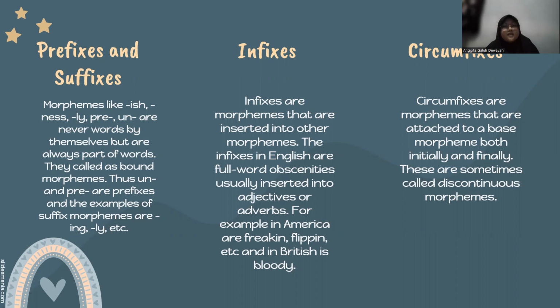The second one is infixes. Infixes are morphemes that are inserted into other morphemes. The infixes in English are full-word obscenities, usually inserted into adjectives or adverbs. For example, in American English they are freaking, flipping, etc., and in British English, bloody. The third one is circumfixes. Circumfixes are morphemes that are attached to a base morpheme both initially and finally. These are sometimes called discontinuous morphemes.